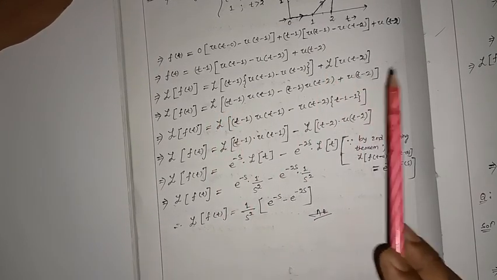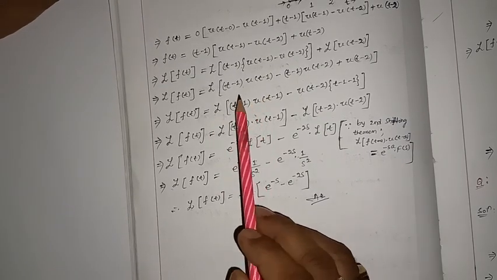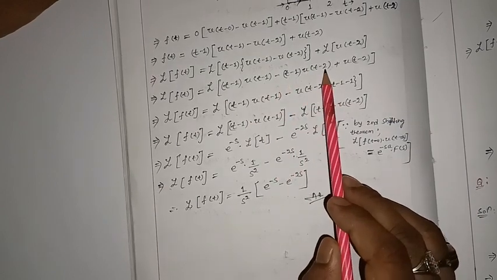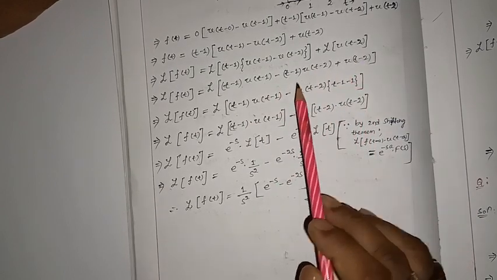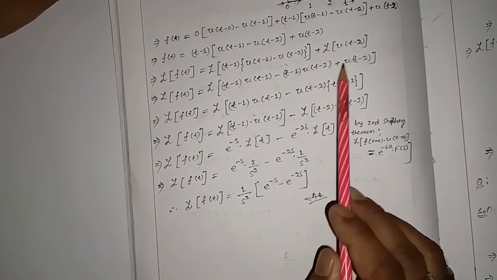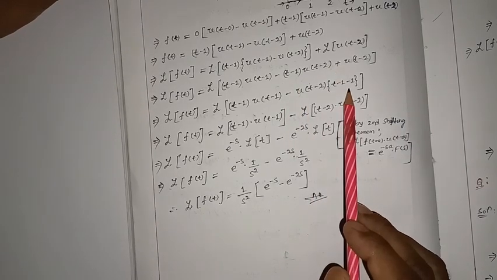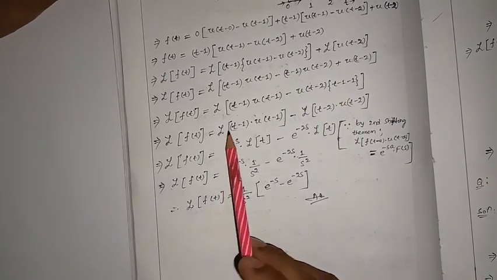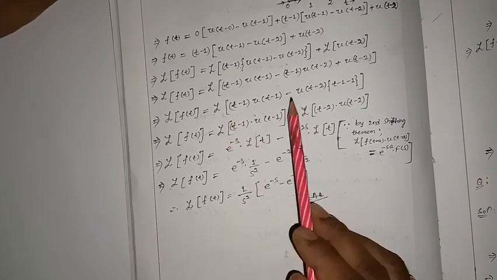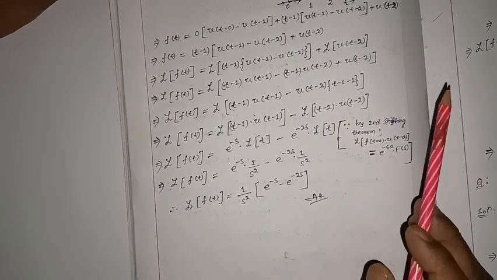So the Laplace transform of this one: here you can see t minus 1 u(t minus 1), and here u(t minus 2). If I take u(t minus 2) common from these two terms, then we get t minus 1, this will be minus 1, right? Then the Laplace transform of t minus 1 u(t minus 1) minus the Laplace transform of this one, this will be t minus 2 into u(t minus 2).